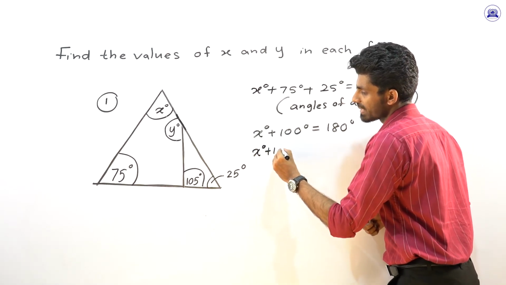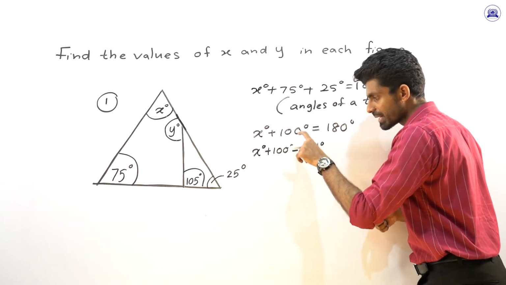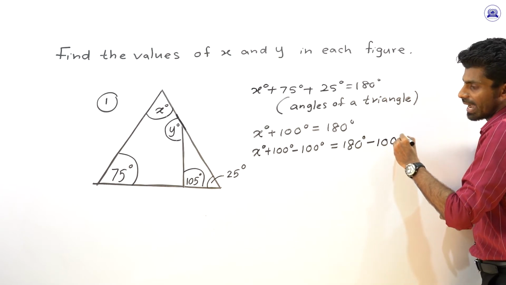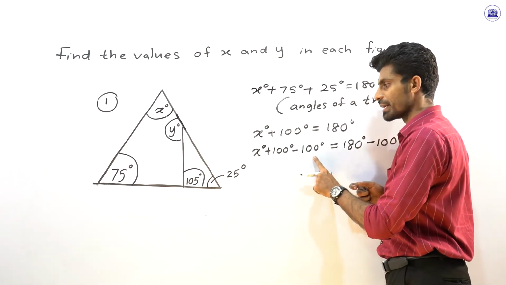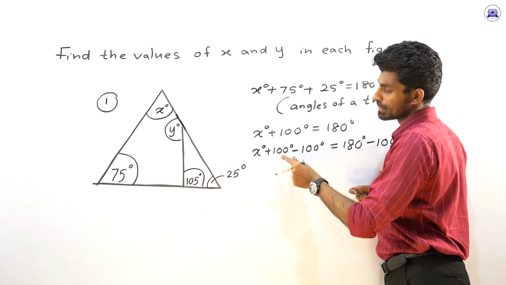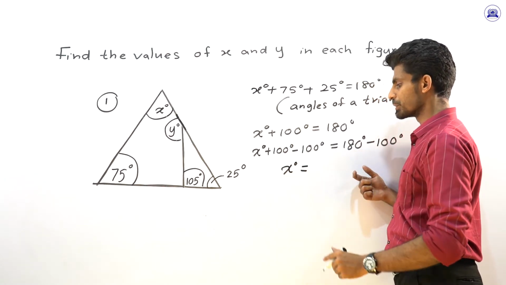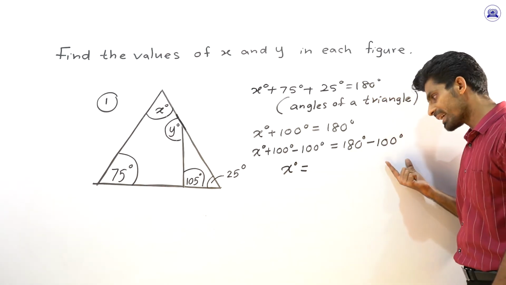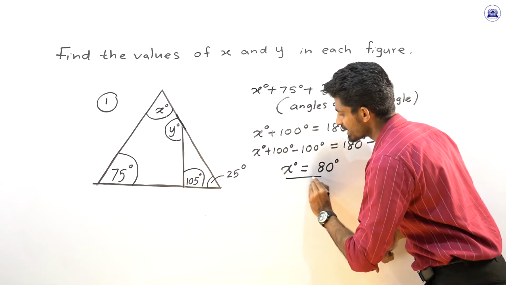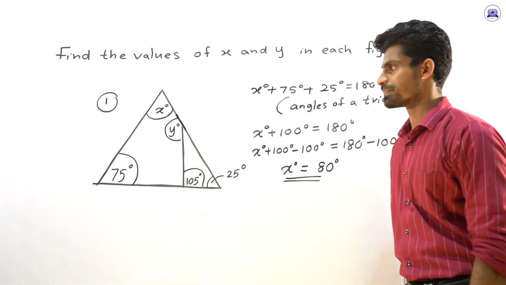So x plus 100 minus 100, we need to remove that value, equals 180 minus 100. 100 and 100 cancel out, so we need to find the value of x. So x equals 180 minus 100. What is the value? 80. x equals 80. Very easy.